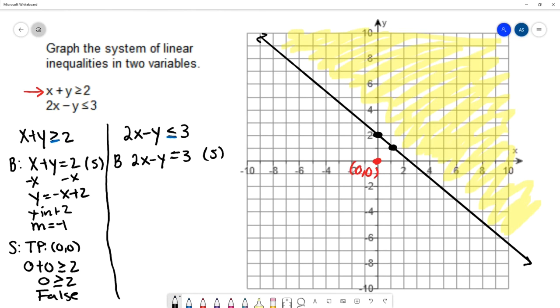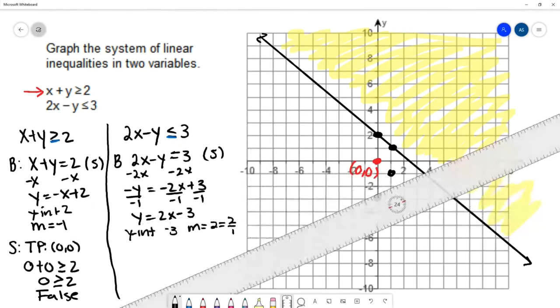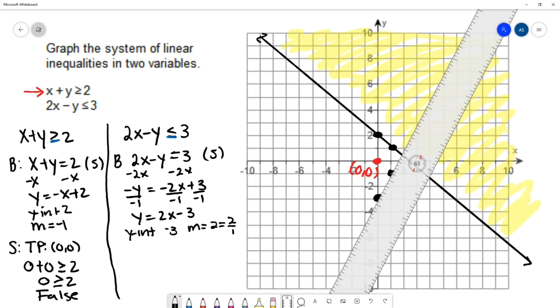I'm going to write this line in slope-intercept form. So let's subtract 2x. We have negative y equals negative 2x plus 3. Divide by negative 1. And we have y equals 2x minus 3. So this line has a y-intercept of negative 3 with a slope of 2, or 2 over 1. We have a y-intercept at negative 3. We'll use rise 2, run 1 to get to a second point, and we'll connect those 2 points with a solid line.